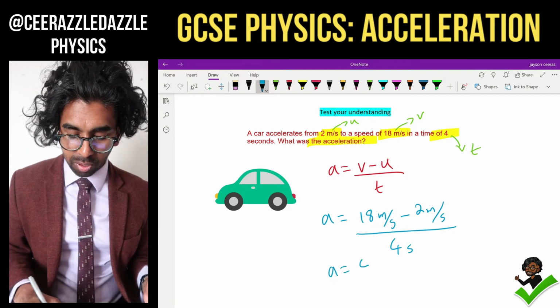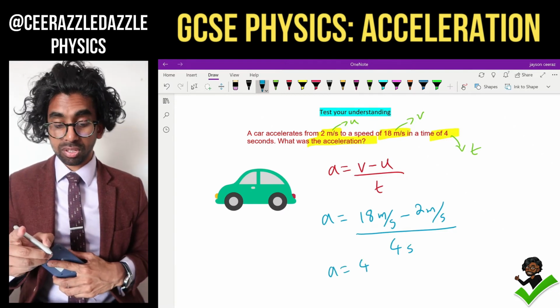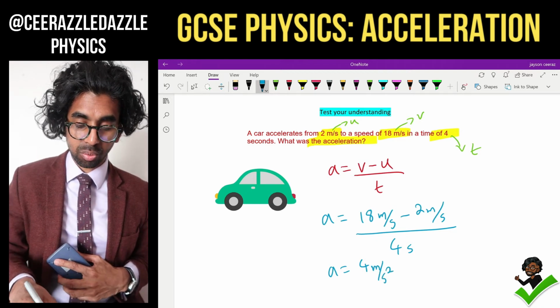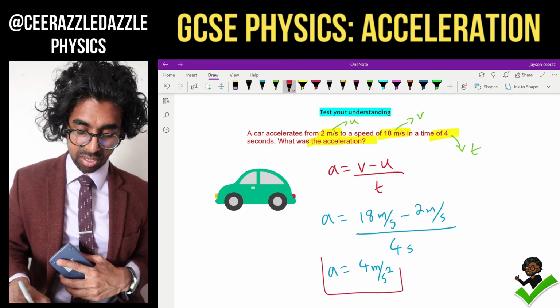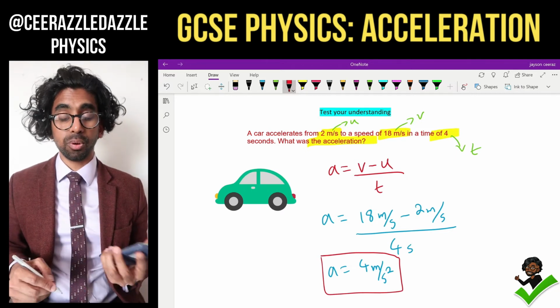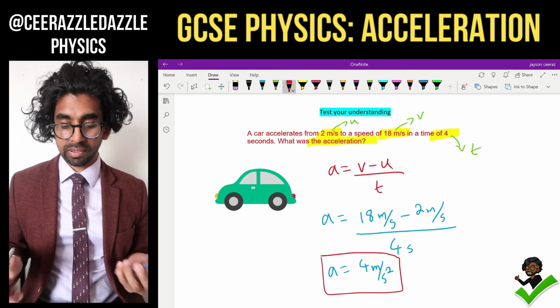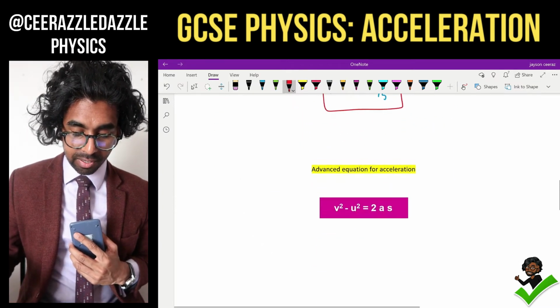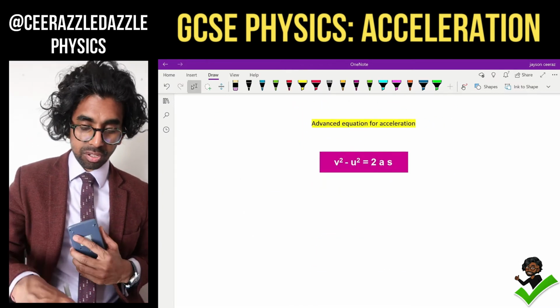Acceleration is 4. What are the units for acceleration? They are meters per second squared. And that is our answer. Acceleration is equal to 4 meters per second squared. Simple stuff, guys. Make sure you can do that yourself. Let's look at an advanced equation now.